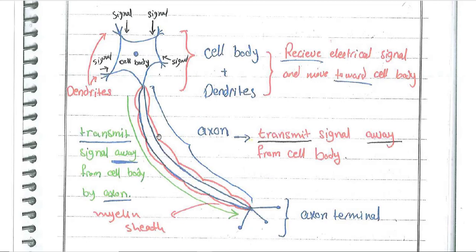See this figure. This figure is a specific neuron. Every neuron or nerve cell, nerve cell meaning neuron, consists of three main parts, the cell body.